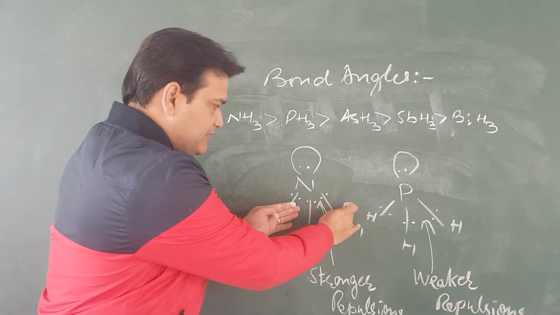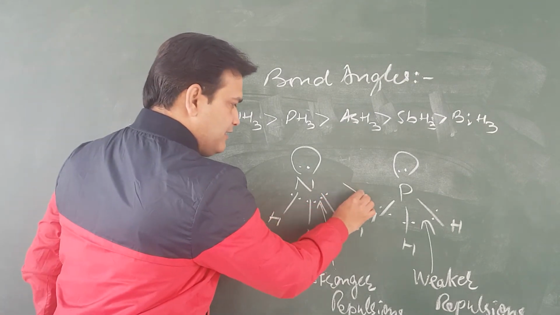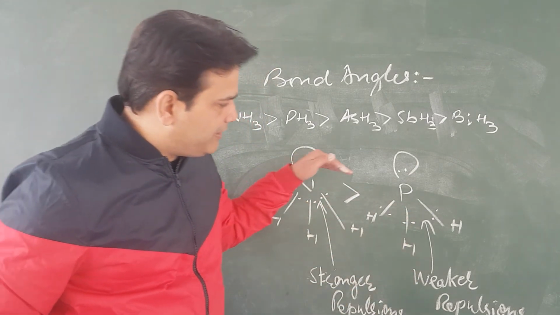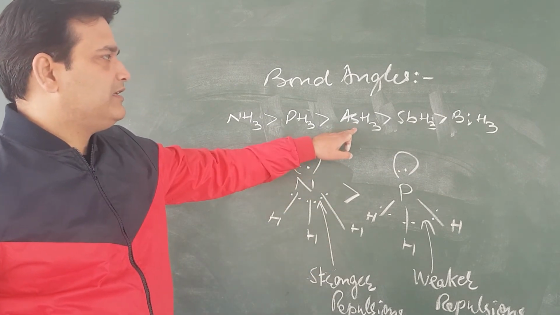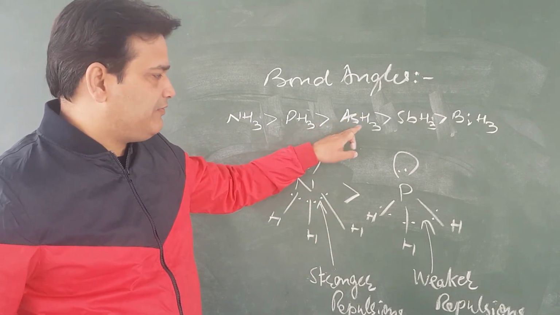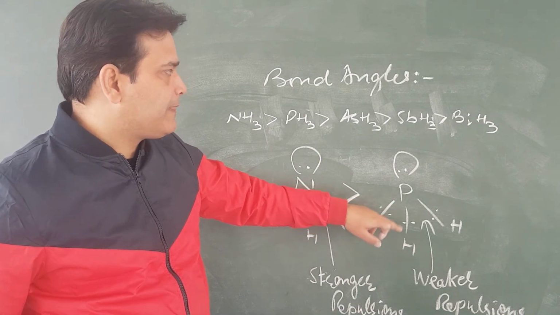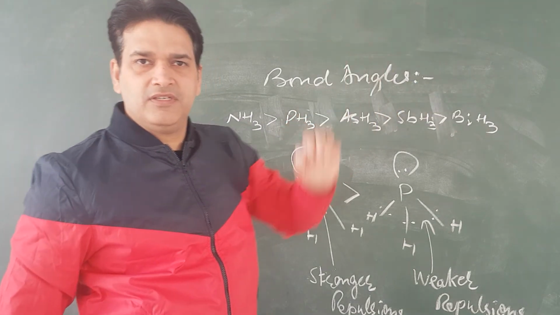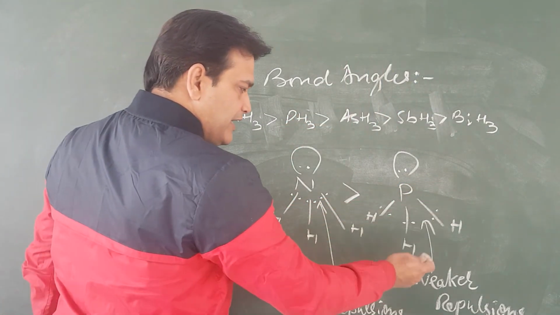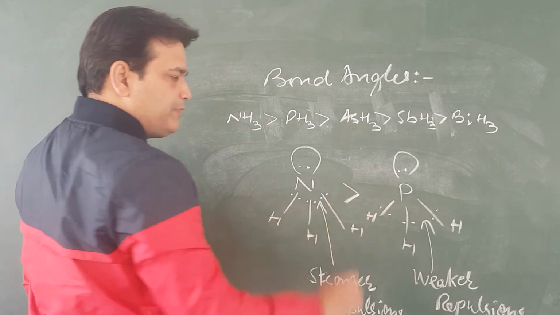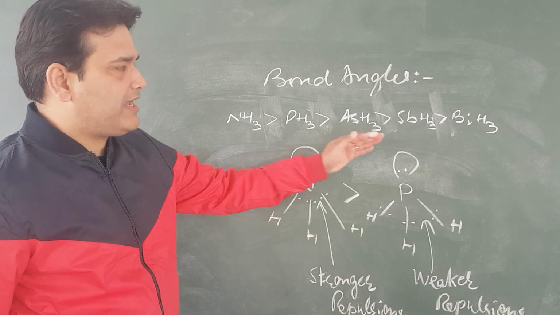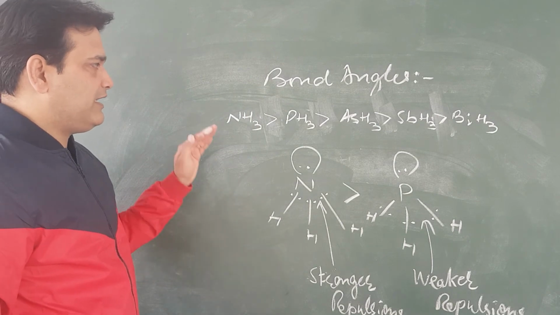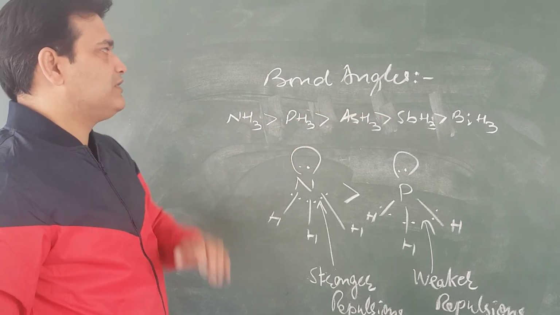As there are stronger repulsions, the bond angle will be higher, and as there are weaker repulsions, the bond angle will be lesser, and a similar trend will go down the group. AsH3 will have a lesser bond angle than PH3, and SbH3 will have a lesser bond angle than AsH3, and so on. Because down the group, repulsions between the bonding electron pairs decrease, due to which bond angle decreases. This is the explanation for the decreasing bond angle down the group.